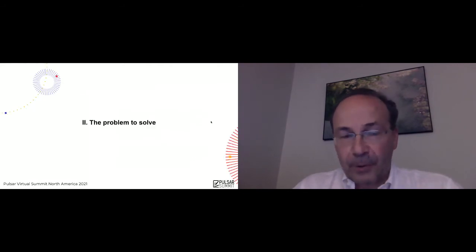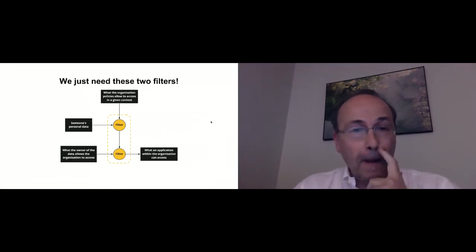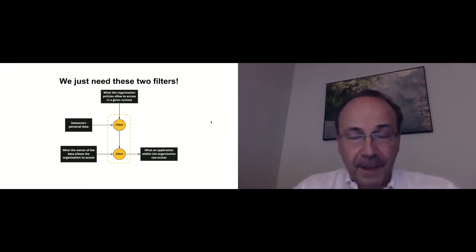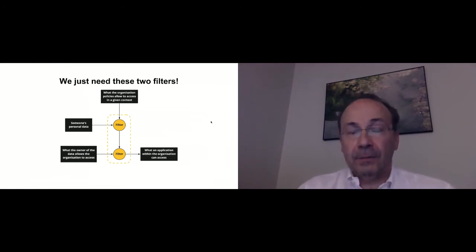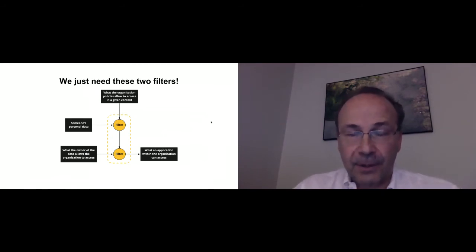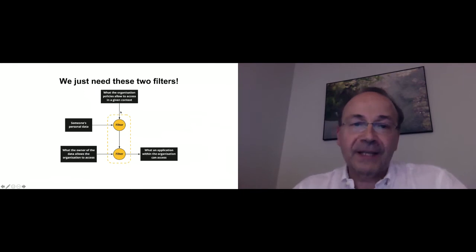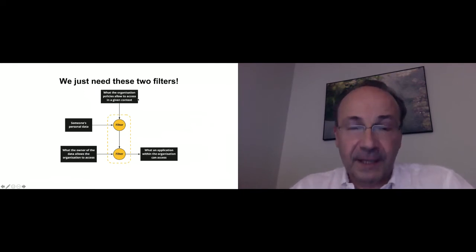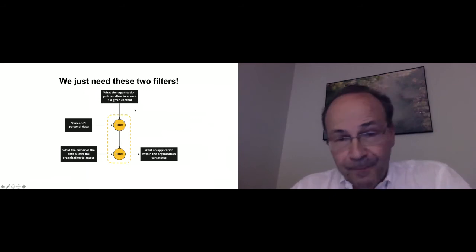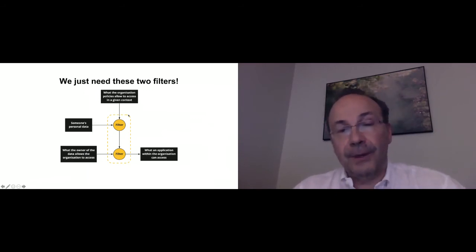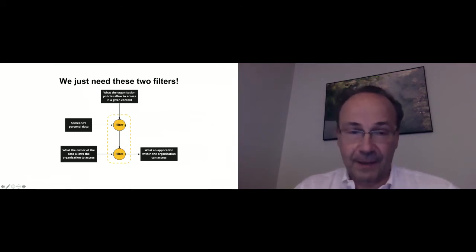So what is the problem to solve? Let's take a look at this picture. We just need to find out about the yellow things, the orange things, the two filters. Here we have someone's personal data. Here we have what an organization's policies allow to access in a given context. So we need to put these things together so that we filter the personal data so that the outcome is really the personal data that we can access.